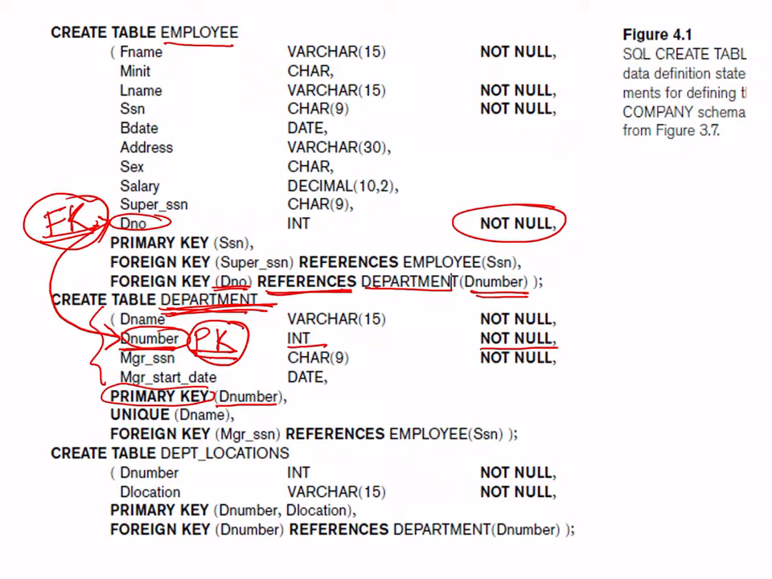So I cannot have, in the employee table, a department number value like department number 10 if there is no department number 10 in the primary key, I mean in the attribute department. If there is no department with department number 10, how do I mention for some employee that he is working in department number 10?